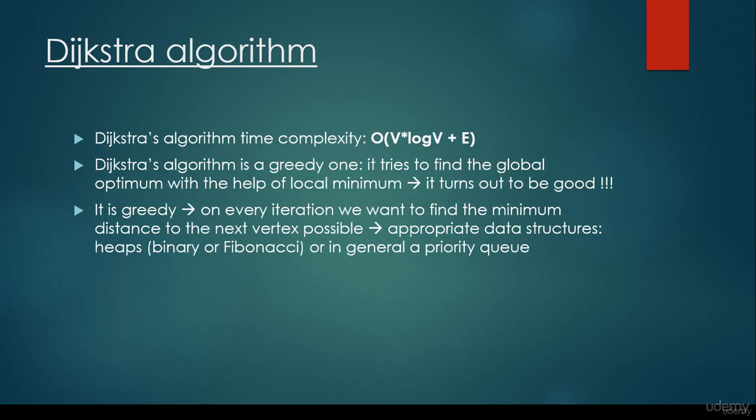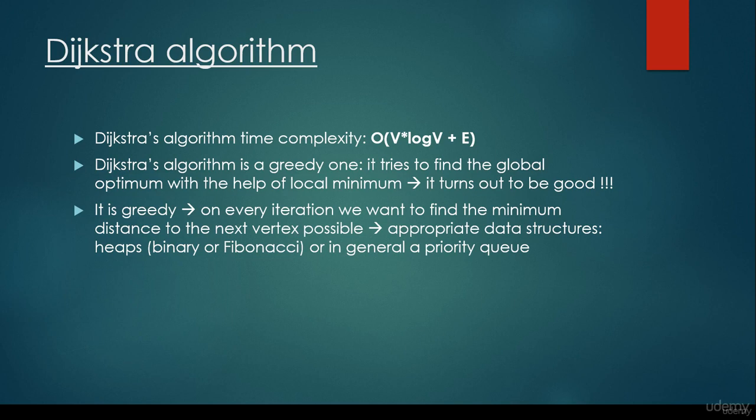What about the time complexity? It is O(V log V + E), where V denotes the number of vertices and E stands for the number of edges in the graph. And basically, you may pose the question: why is it good to know data structures? Why is it good to know about heaps, priority queues, and so on?